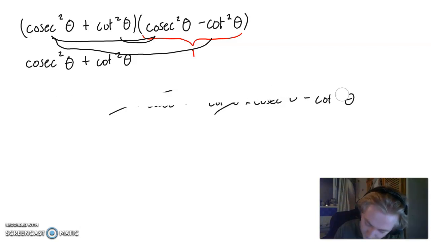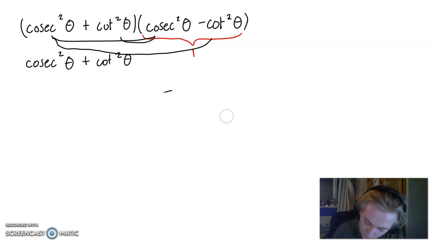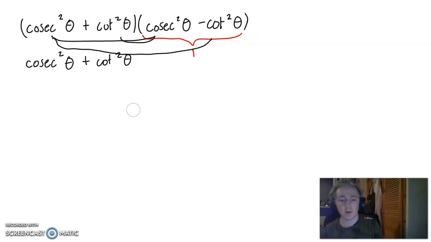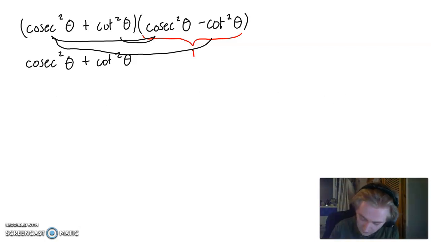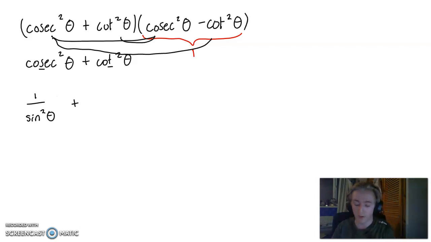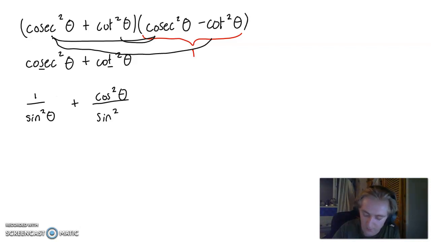Okay, so from here, what can we do? Right, well, why don't we write it out like we would normally? So we know cosec, we introduced it a few minutes ago, and we know that's third letter is an S, so 1 over sine squared theta, and then add cot, third letter is a T, so 1 over tan squared theta, but remember, 1 over tan is actually cosine over sine, so why don't we write that? So we've got, and it's all squared, so it's cosine squared theta all divided by sine squared theta.